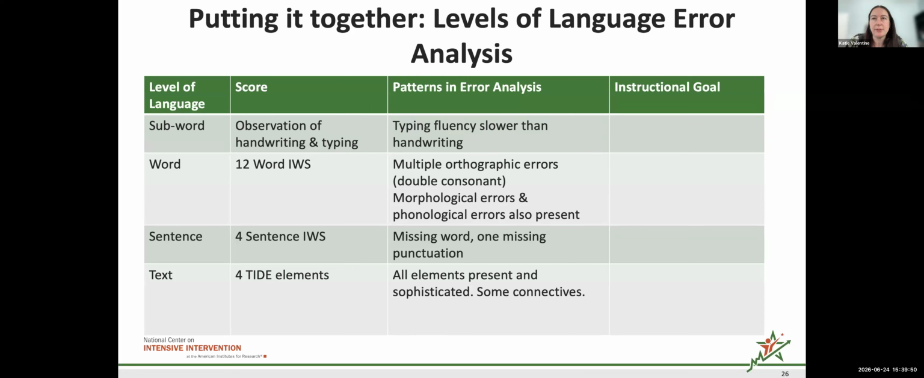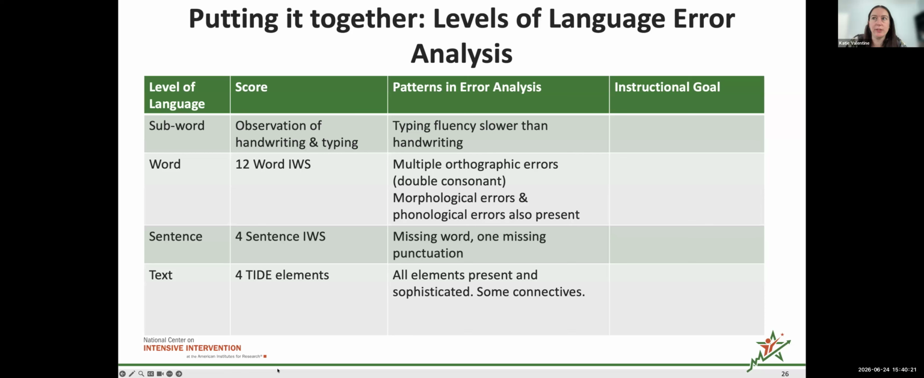And then at the sentence level, they had one missing word and one missing punctuation mark, but nothing appeared as a pattern or more than once in there. And so, something that we might just consider continuing to support. And then for their structure, that text level piece, they had all 4 elements there. Some of them were nicely sophisticated. They had some connective words, like for example, in there as well, which were all really helpful to see.